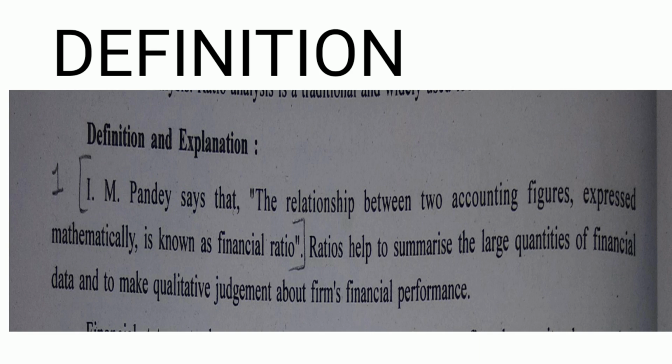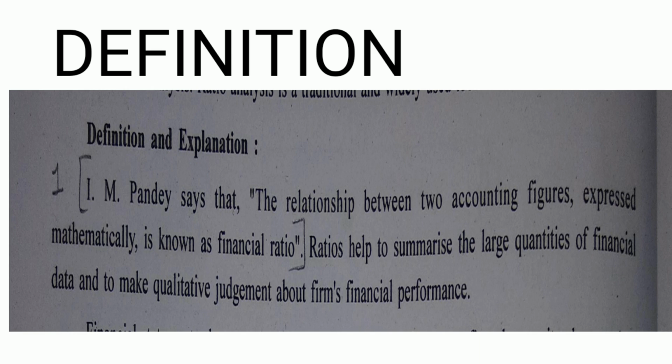Starting with the definition, Ira Pandey says that the relationship between 2 accounting figures expressed mathematically is known as financial ratio, accounting ratio. Ratios help to summarize large quantities of financial data and to make qualitative judgments about the firm's financial performance.